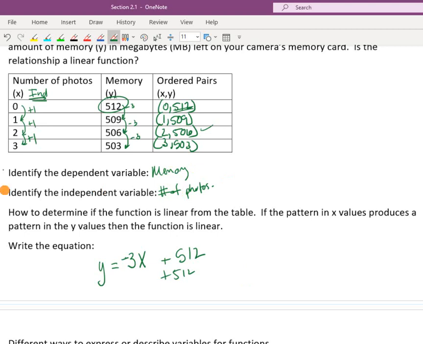If you remember, this number here is the slope, which is rise divided by run. The change in your dependent variable is your rise. That negative 3, negative 3, negative 3, that's your rise. This here is plus 1, plus 1, plus 1, that's your run. If you can recognize that, then that gives you what you put in front of your x as your coefficient, and then plus whatever you need once you plug in these variables to get that 512 or 509 or 506.